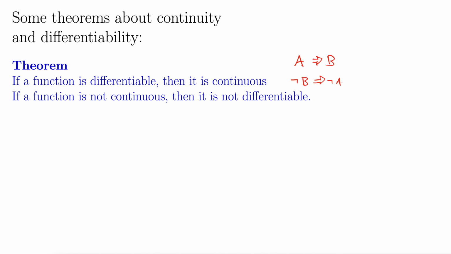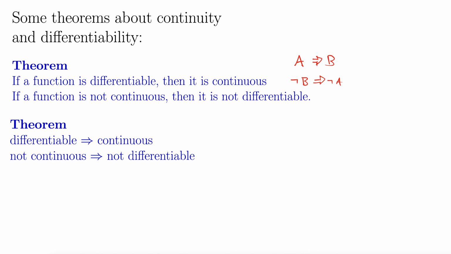If it's sunny outside, I'm going to go for a bike ride. I'm not going for the bike ride, so it's not sunny outside. Right? Something like that. So in this theorem here, what we have is the original statement about a function being differentiable, and then we have the contrapositive. So these are just two sides of the same coin. Here's an abbreviated version. Differentiable implies continuous, not continuous implies not differentiable.